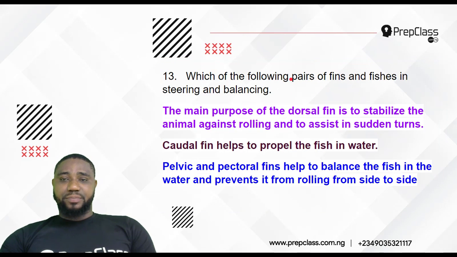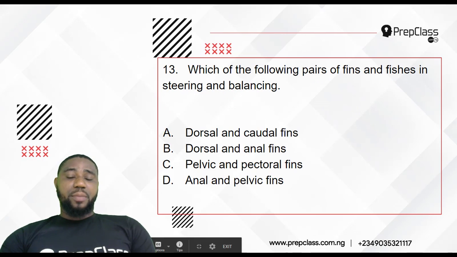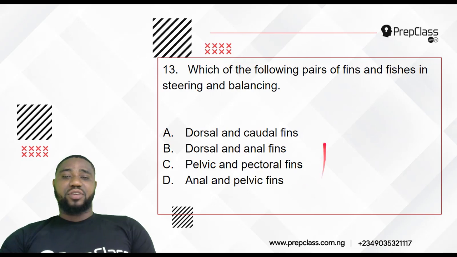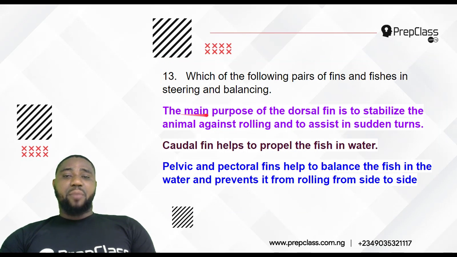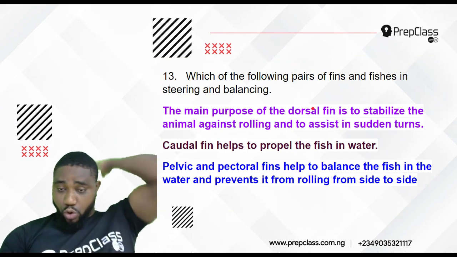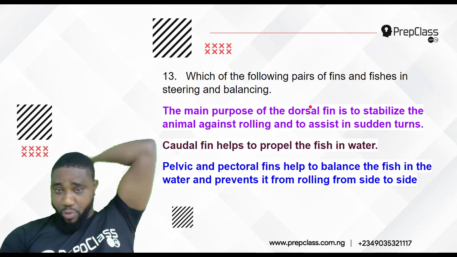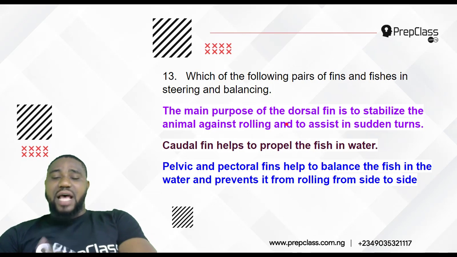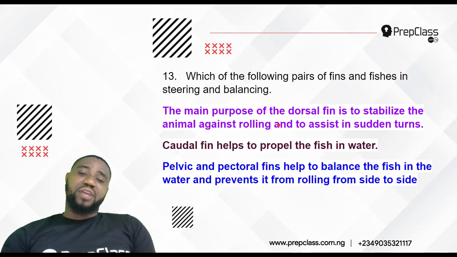Okay, so now they're asking us which of the following pairs of fins in fishes help in steering and balancing. A, is it the dorsal and the caudal fins? B, is it the dorsal and the anal fins? C, is it the pelvic and pectoral fins? Is it the anal and pelvic fins? So I said the main purpose of the dorsal fin is the one on top, top of the fish. Caudal fin is the tail fin. Then the ones at the side of the fish is called the pelvic and pectoral fin.